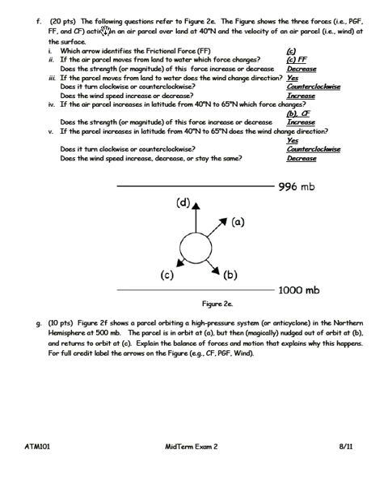Question G. Figure 2F shows a parcel orbiting a high pressure system or an anticyclone in the northern hemisphere at 500 millibars. The parcel is in orbit at A, but then, magically, nudged out of orbit at B and returns to orbit at C. Explain the balance of forces and motion that explains why this happens. For full credit, label the arrows on the figure.